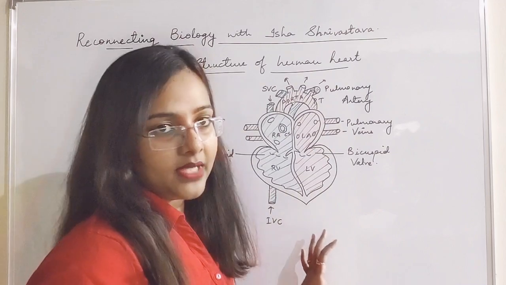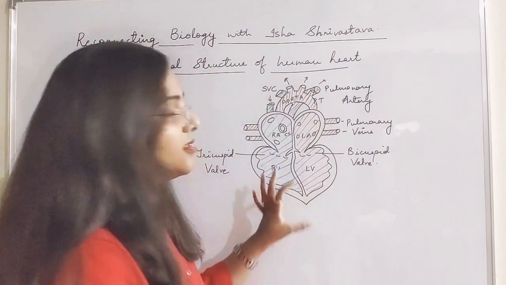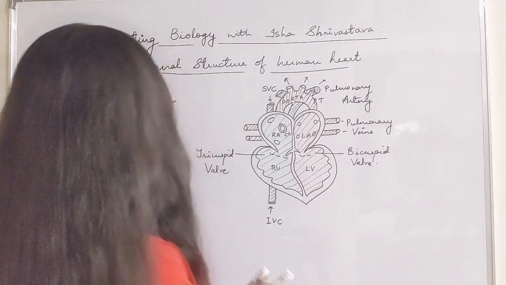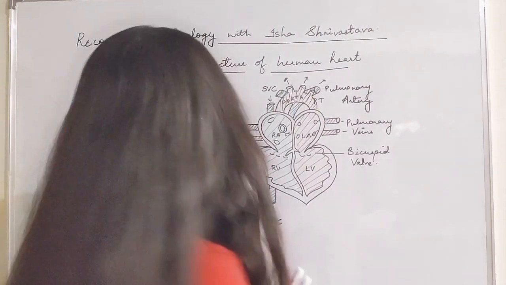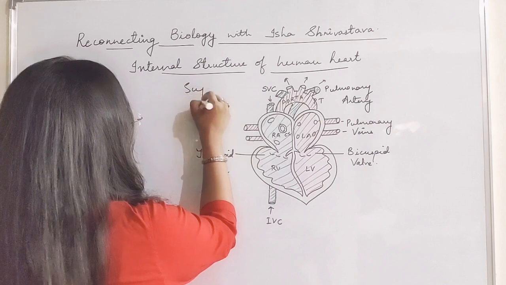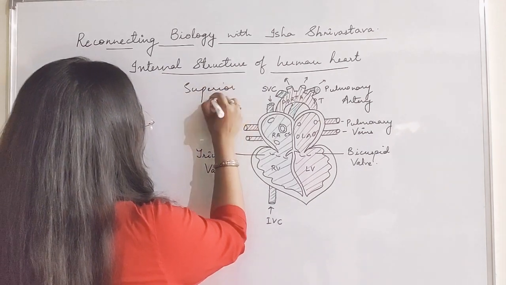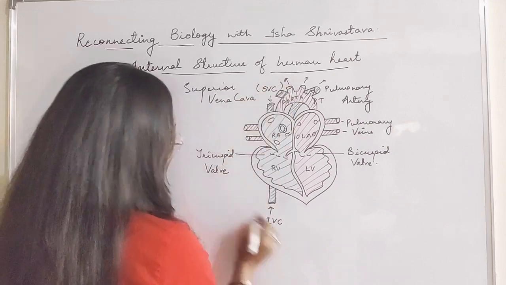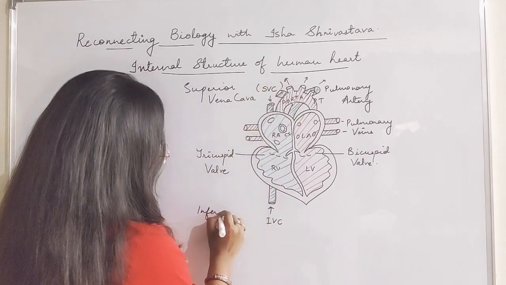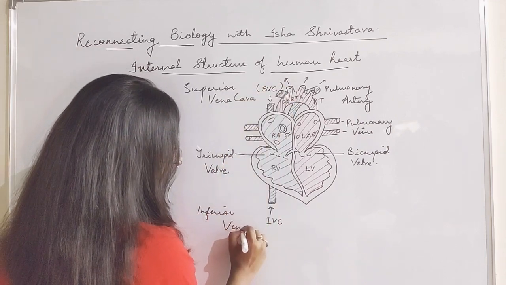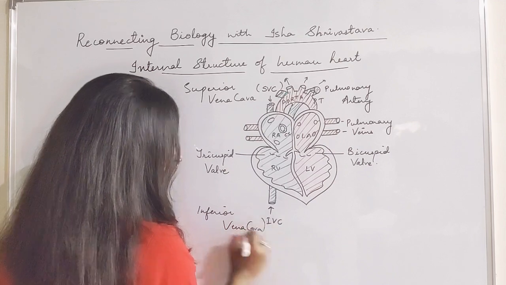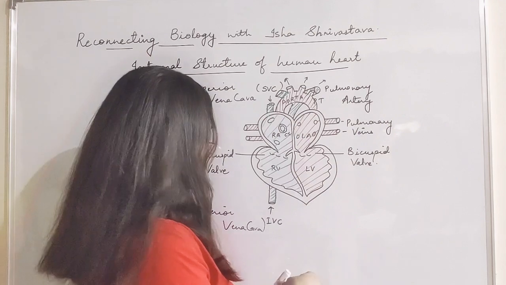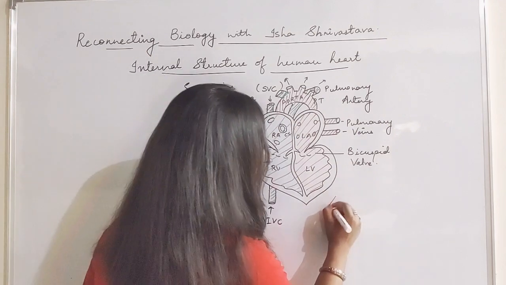Label it well. I have given initials at some places because it was not possible for me to write, and here I can mention it again. This is the superior vena cava and this one is the inferior vena cava.